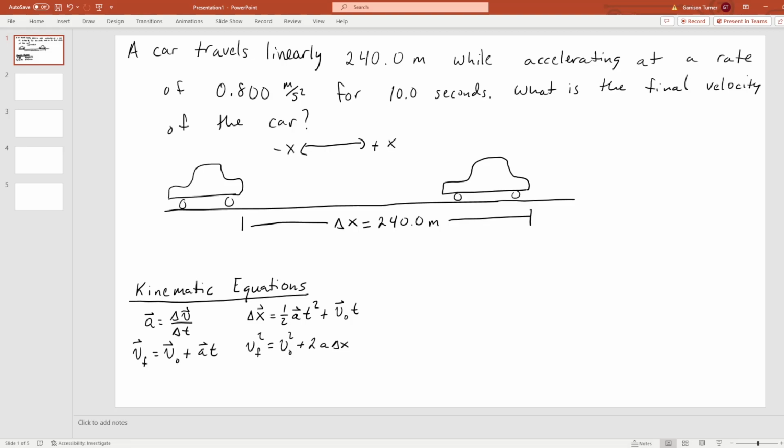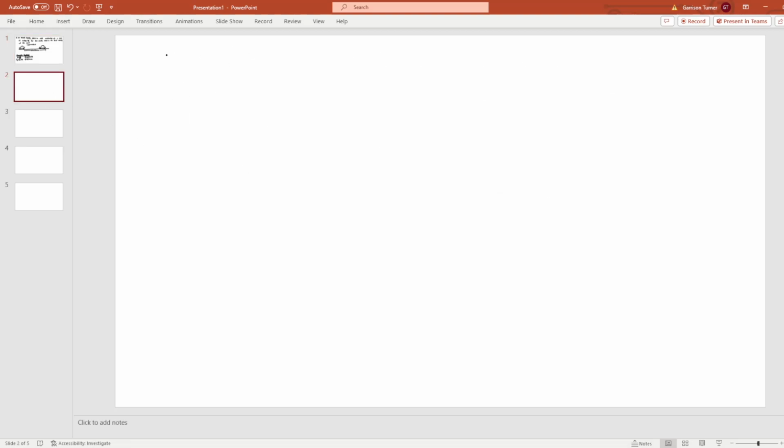Suppose you have this particular question: a car travels linearly for 240 meters while accelerating at a rate of 0.8 meters per second squared for 10 seconds. What is the final velocity of the car? All right. So, the general problem solving recipe.